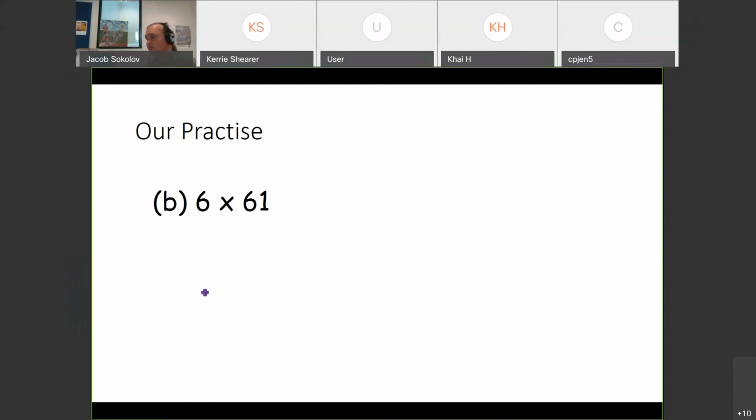But I do like Kerry's strategy. So Kerry just multiplied 61 by 2, which gives 122. And then she just multiplied 122 by 3, which gives us 366. So that's a cool little strategy. And we can do the bracket strategy that I've been doing: 6 multiplied by 60 plus 1. And this was Vincent's strategy as well.